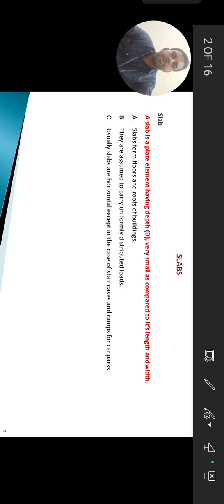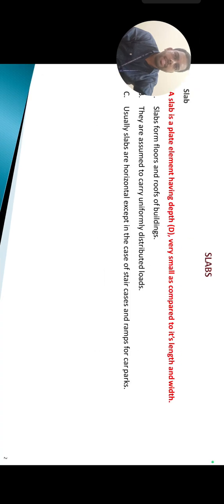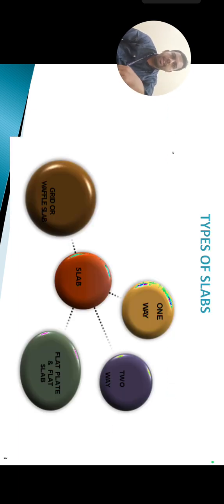They are assumed to carry uniformly distributed loads, and usually slabs are horizontal except in the case of staircases and ramps of car parks. Next, a slab is a plate element. It has a greater depth and is small compared to its length. Slabs form floors and roofs of the building, and there are types of slabs.